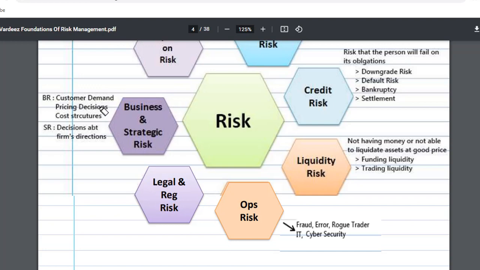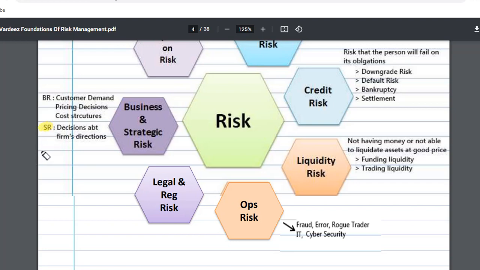Okay, talking about the business and strategic. Business risk is the customer demand changes, the shift in the patterns of the demand of the customer, that can have an impact on the company. The pricing decisions: if the cost of inputs goes up, there should be some pricing changes, and the pricing decision can also carry business risk. The cost structure is another point that we have in the business risk.